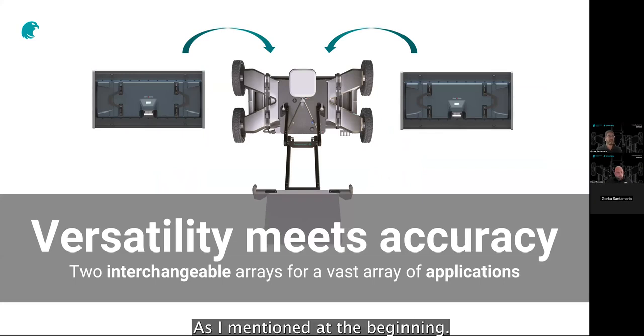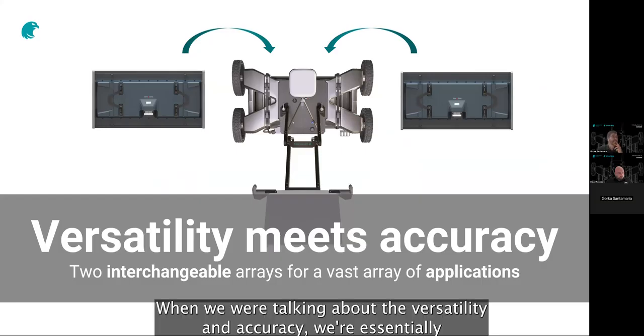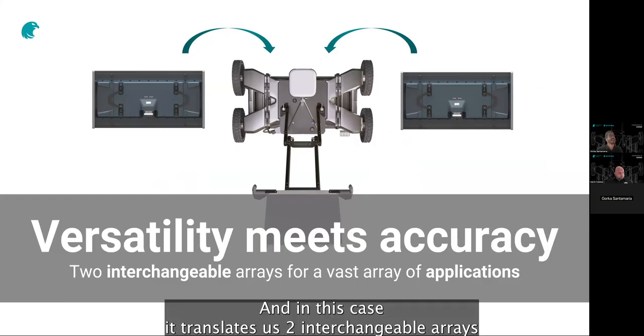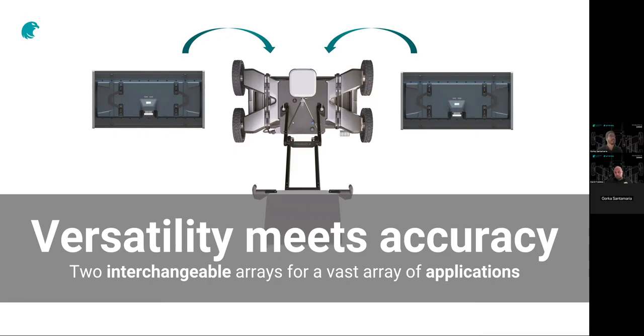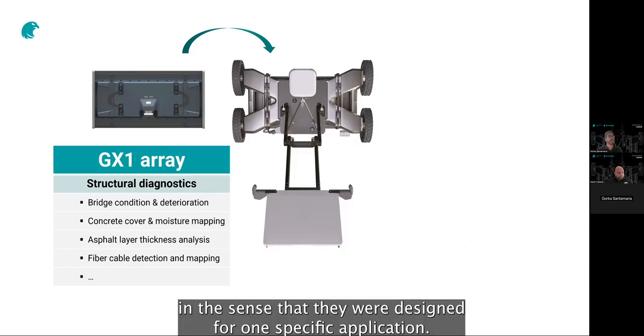As I mentioned at the beginning, we are looking for an equation that says versatility plus accuracy plus simplicity equals efficiency. When we're talking about versatility and accuracy, we're essentially talking about the sensor. And in this case, it translates as 2 interchangeable arrays for a vast array of applications. This is one of the traditional limitations of such systems, in the sense that they were designed for one specific application.